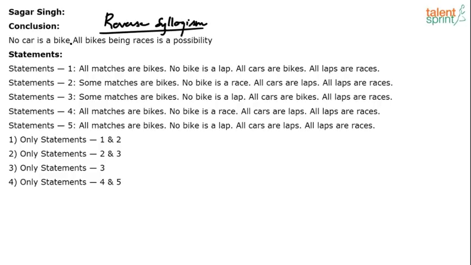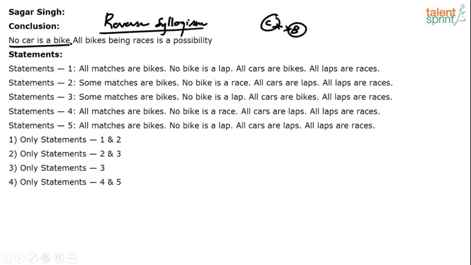See, very clearly, there are some techniques which can help you eliminate some of the answers directly. Like if you observe the first conclusion here, he says no car is a bike. Car and bike cannot overlap at all. No car is a bike means what? Car and bike should not be touching at all. So whatever diagram you draw for the statements, cars and bikes should not be touching at all.